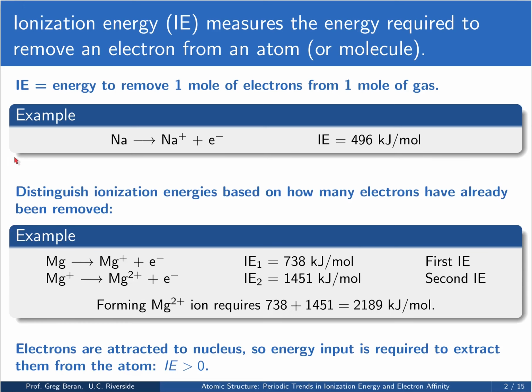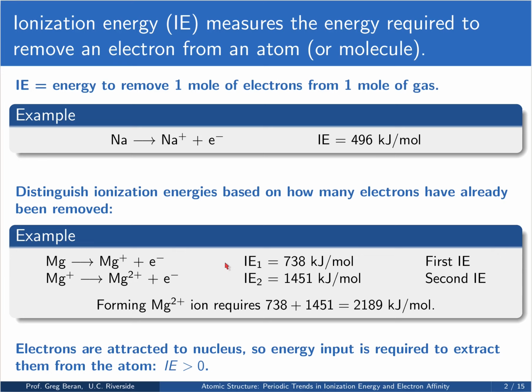When talking about ionization energies, we distinguish them based on how many electrons have already been removed. For example, when forming magnesium 2+, we have to ionize 2 electrons. The first ionization energy, i.e. IE1, is what happens when we remove a single electron from magnesium, that is, converting it from magnesium to magnesium plus. That requires 738 kilojoules per mole.